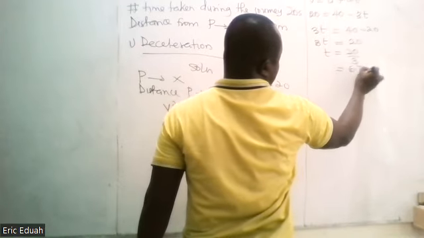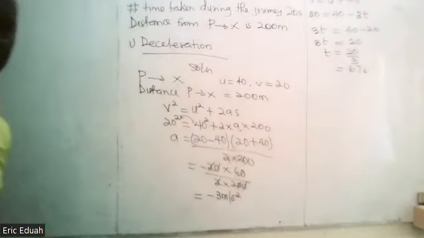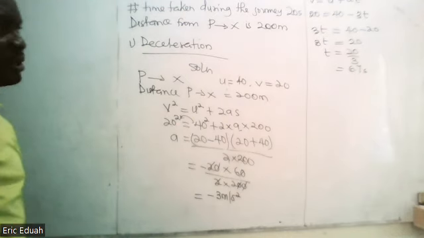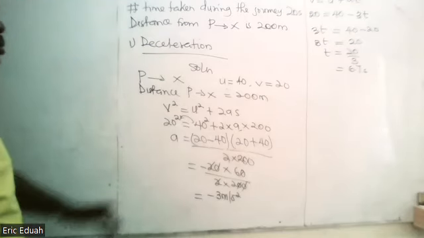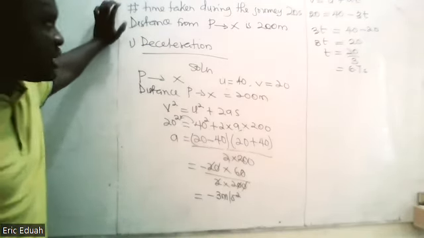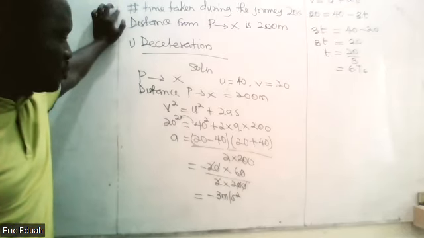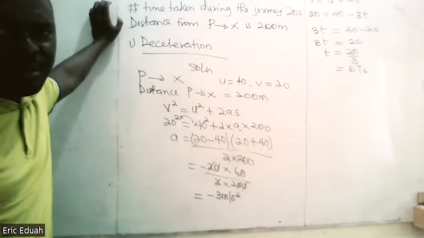I think approximately 6.7. So this is the time for which the body decelerated from a point P to a point X.